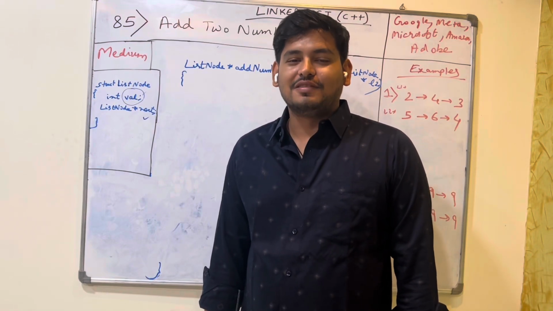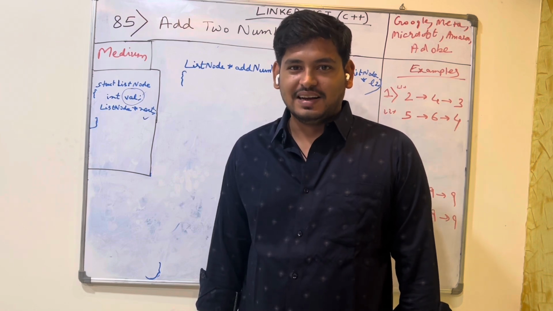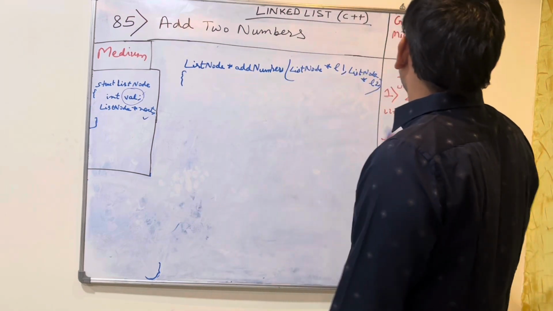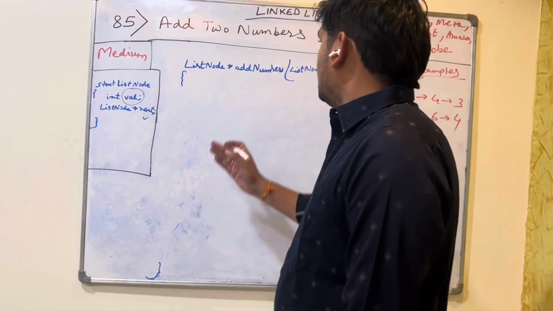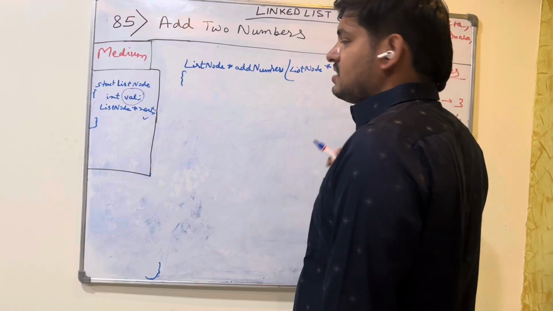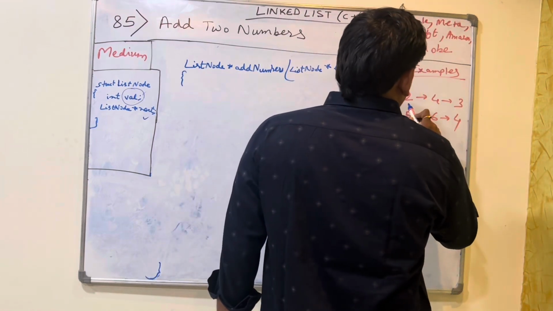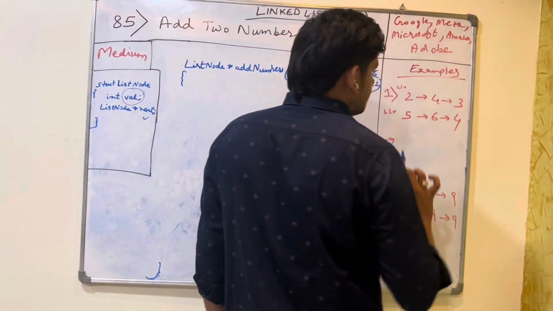Today we are going to solve the 85th question of the problem solving series and the 10th question of the topic linked list. The difficulty level for this question is medium and this question has been asked in Google, Meta, Microsoft, Amazon, Adobe and many other companies. Add two numbers. So we are given two linked lists and we need to add these linked lists as if they are numbers. And these linked lists are given in reverse order.